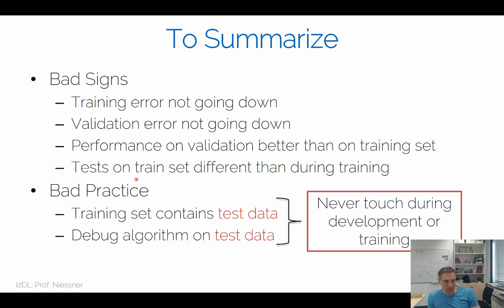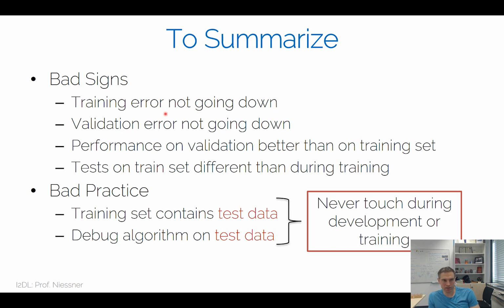Okay, a couple of more things. Bad signs. This is very, very important to notice at the beginning of your training. So you don't want to have to wait until the end of your training. You want to notice right away at the beginning what's going on.